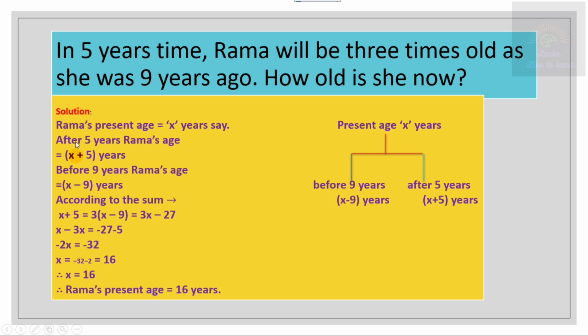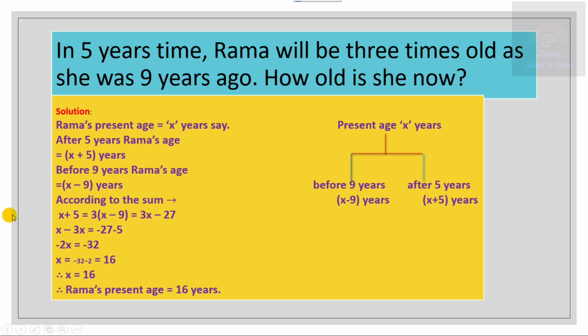Let Rama's present age be x years. One thing you must keep in mind: after means you have to add, so after 5 years is x plus 5 years, and before 9 years means x minus 9 years. These terms are very important. After, before, you have to keep it in mind. After means plus 5, before means minus 9.